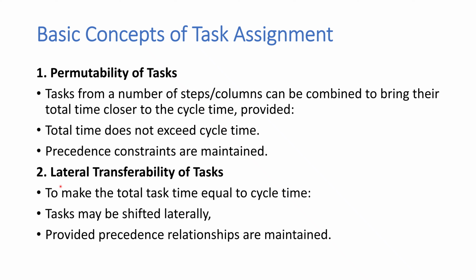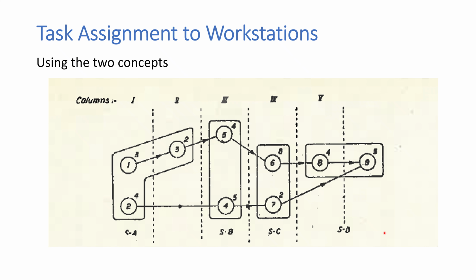Then another way is lateral transferability of tasks. To make the total task time equal to cycle time, tasks may be shifted laterally, provided precedence relationships are maintained. We will see in this example how it is achieved.